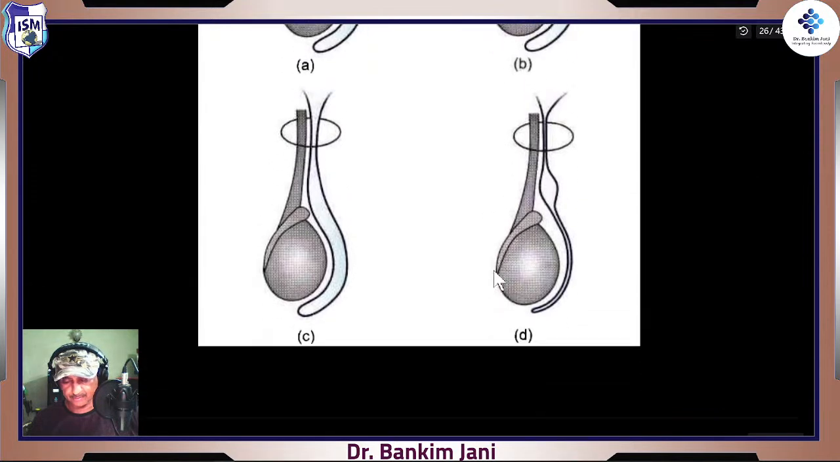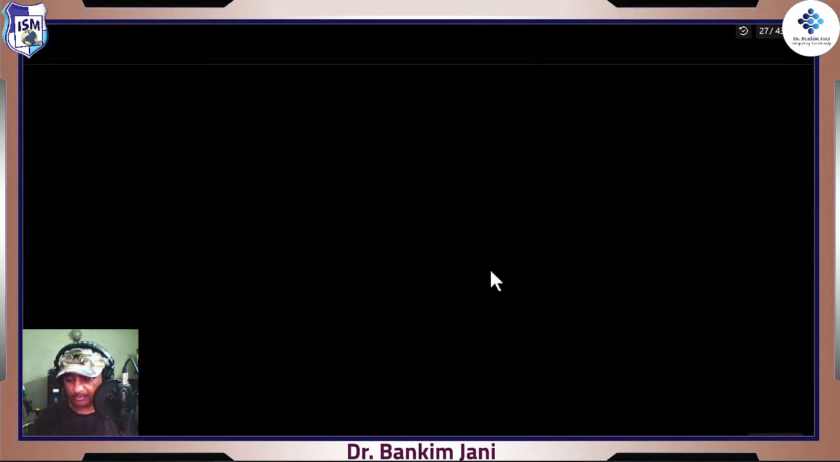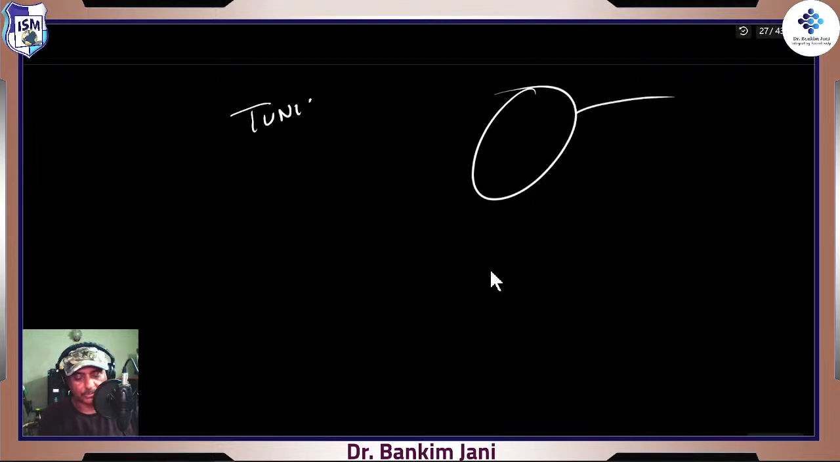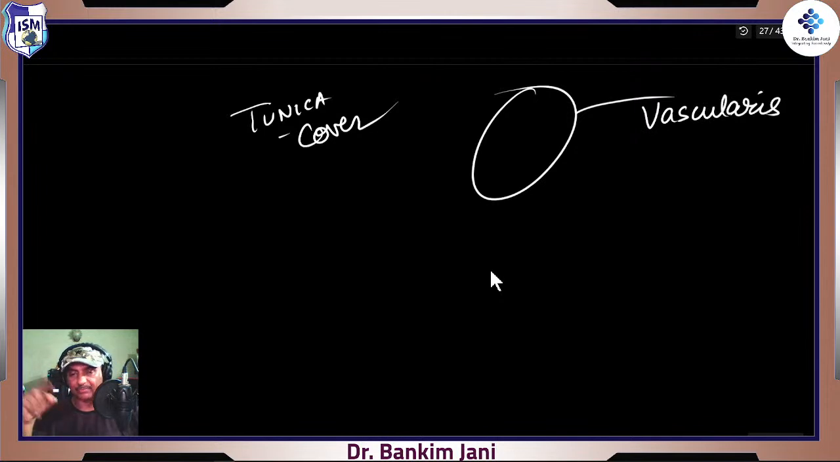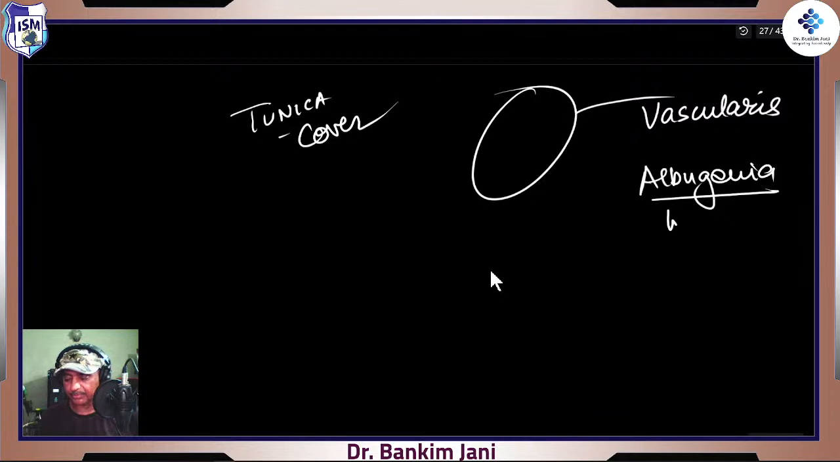So here it is. Let me draw this, and from internally if we start, first it is called the tunica. Tunica means covering, tunica means cover. So first is vascularis, it means the vessels would be there. Then comes tunica albuginea. Albuginea means white, like linea alba, almost the same. That is the second layer.